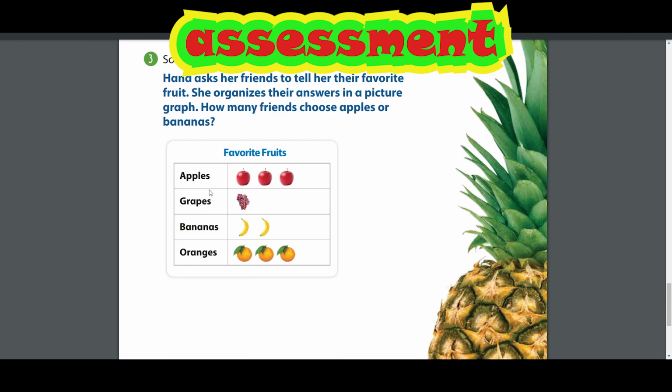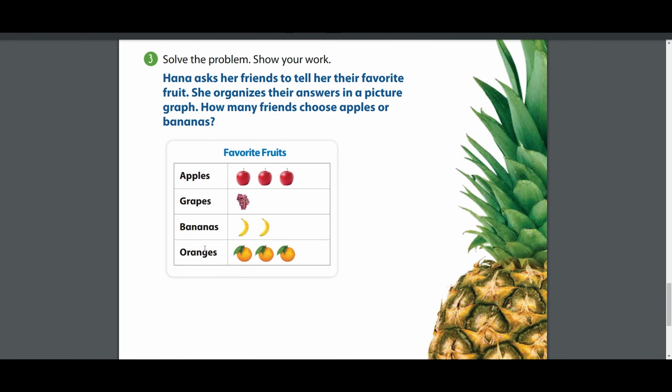How many kids chose apples? 3 kids. How many chose grapes? 1. Bananas 2, and oranges 3. If we add all these together, that will tell us the amount of kids. So we count 3 apples plus 1 grape is 4 kids. Plus 2 bananas is 6, and 3 oranges, that will be 9. So 9 kids participated, or showed this information.